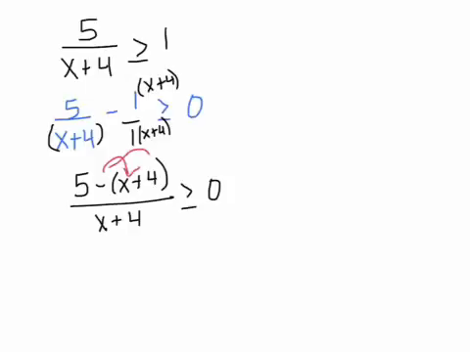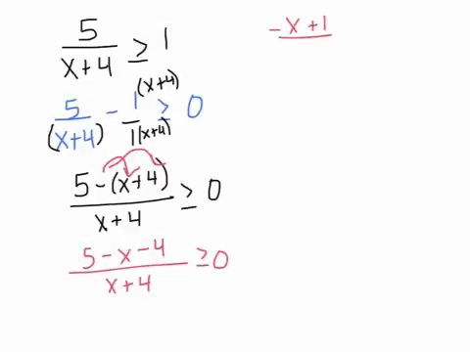Next step, let's go ahead and distribute. So I have 5 minus x minus 4. Therefore, I have negative x plus 1 over x plus 4 greater than or equal to 0. Now this is where I need to be right here so that I can actually move forward.